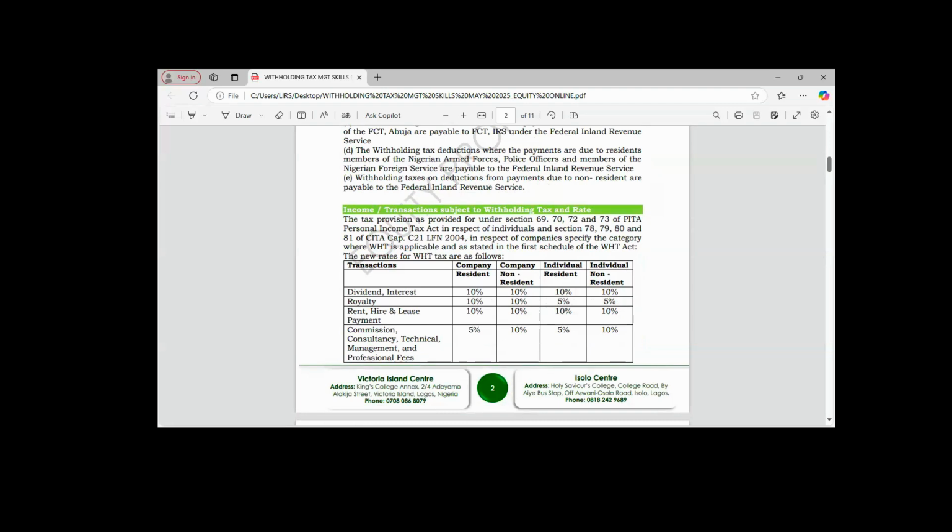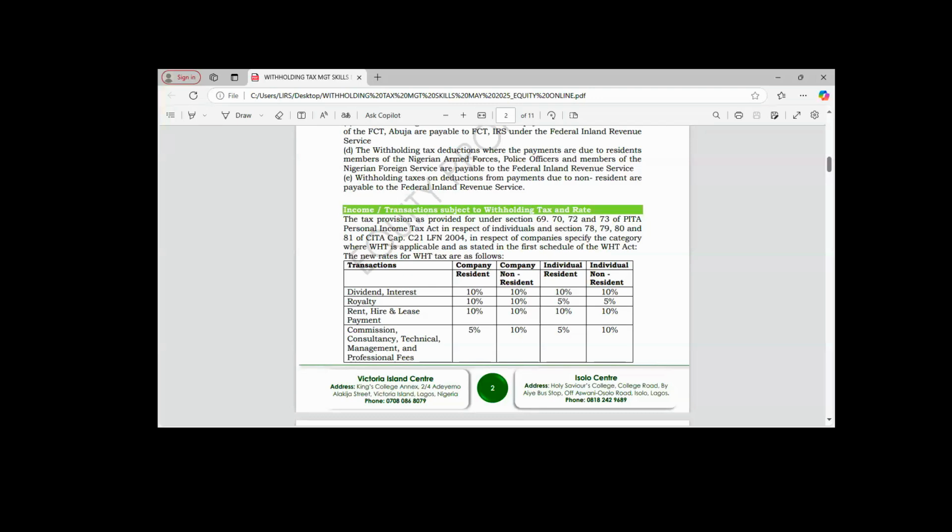It is usually a uniform rate. But now, the new withholding tax regulation, which I said came up in the 2024 regulation, has remodified the rates. Some of the rates for residents differ from non-residents. Please, these rates will not be provided by the examiner. It is expected that we know the rate for each transaction or income. Please, let us familiarize ourselves with the various rates that are applicable for withholding tax.